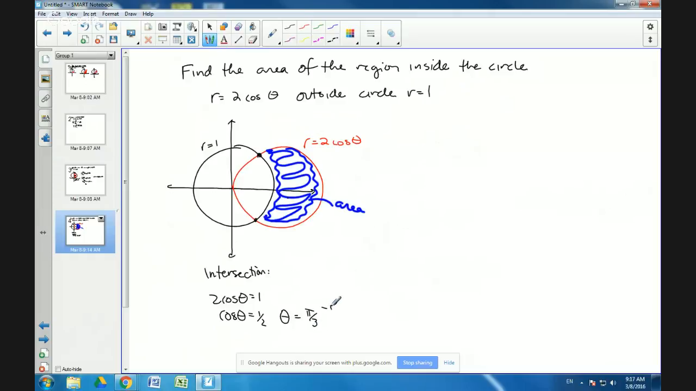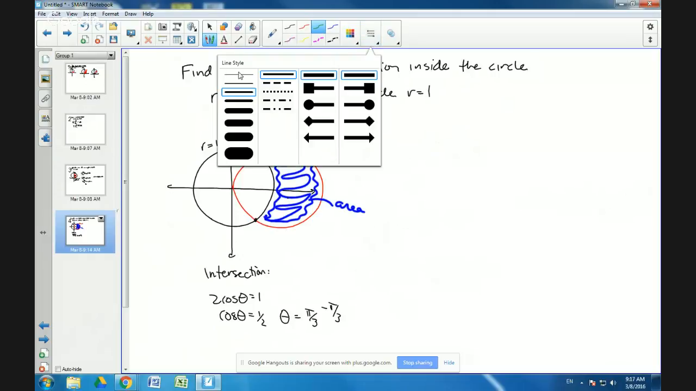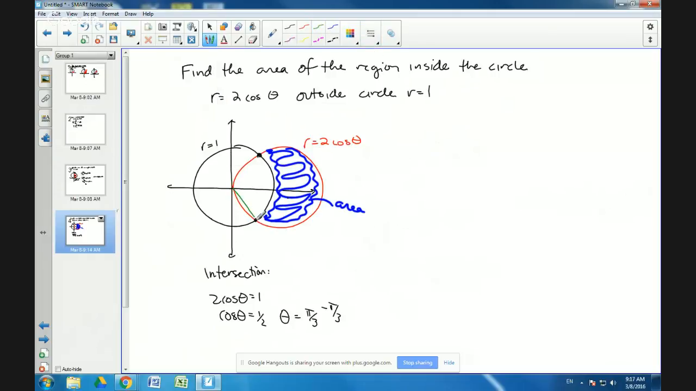If we went to pi over 3, we're going to see we're sweeping this whole circle here. We don't want any of this junk, do we? All we want is from here to here. Those are our intersections, right? So if we go from negative pi over 3 to pi over 3 for r equals 1, we are calculating this area, right?